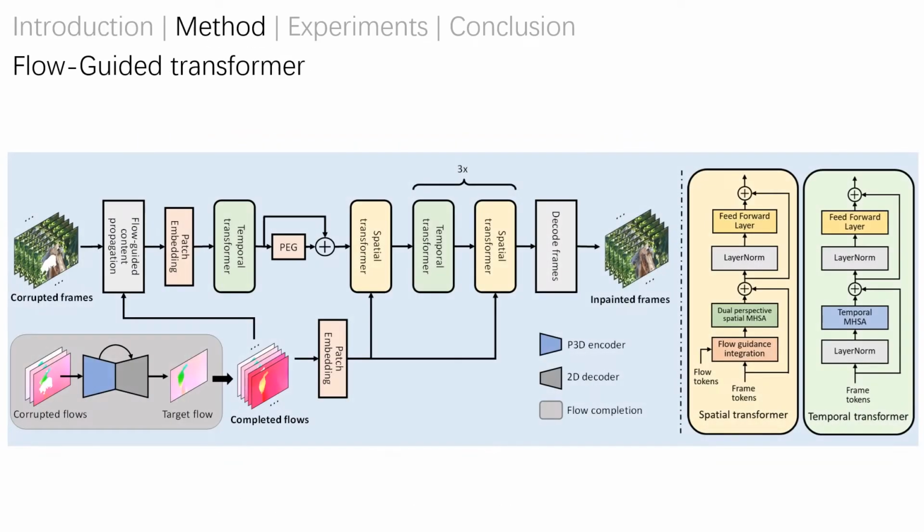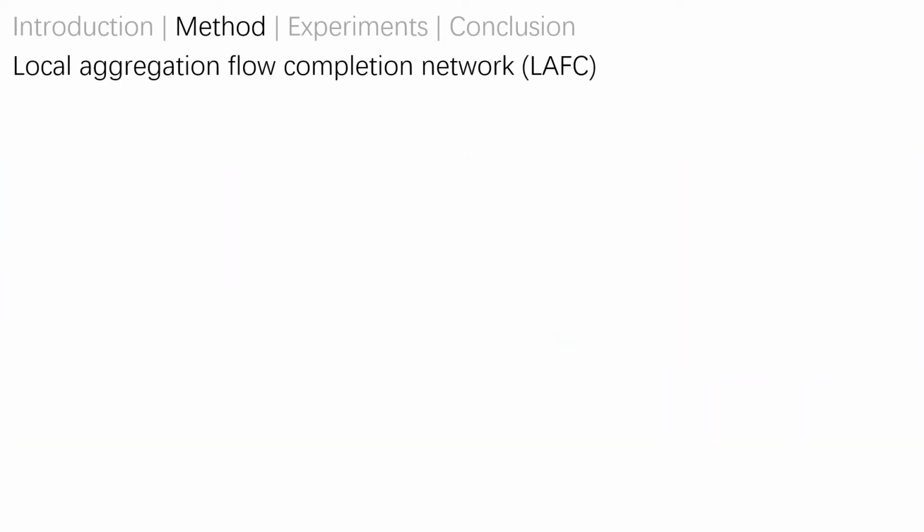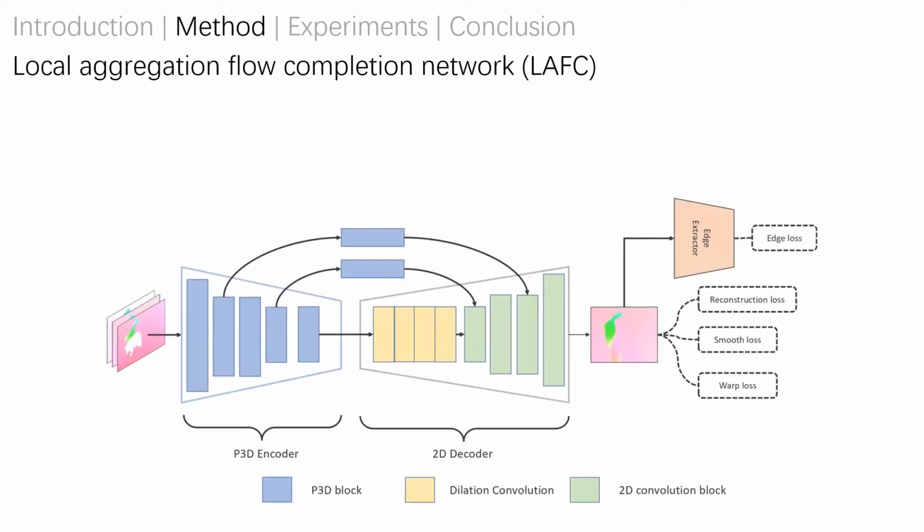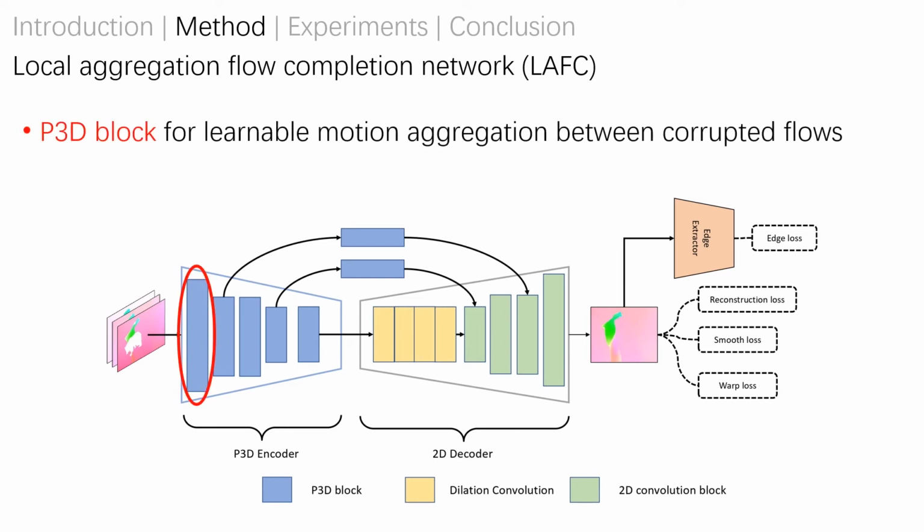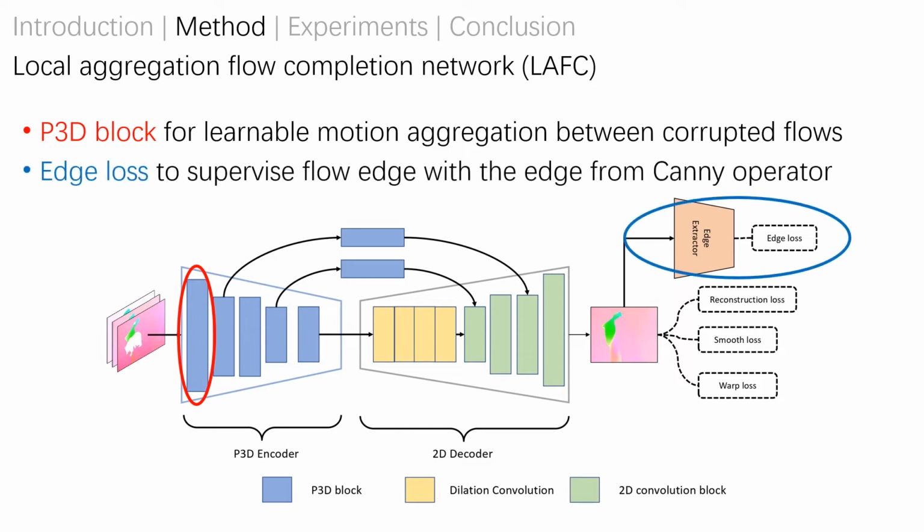Here is the main pipeline of our method. Our method contains two stages, including a flow completion network and a transformer model for frame synthesis. First, we introduce the local aggregation flow completion network, LAFC. In LAFC, we integrate the P3D blocks in the encoder to exploit the complementary features from corrupted flows in a local temporal window. Moreover, we design a novel edge loss to supervise the edge regions in the completed flows with a small edge extractor and canny operator.